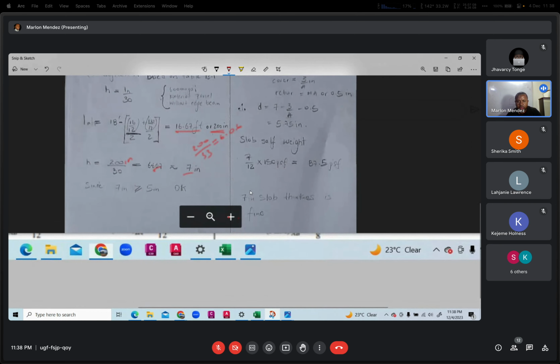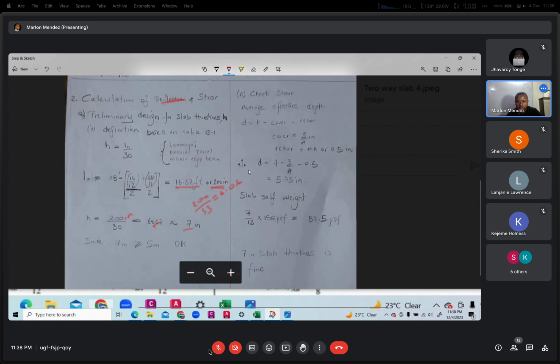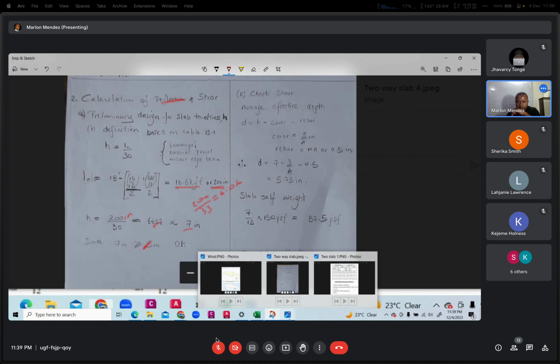So we move on. This is doing a shear check. I don't think I need to get into the shear. Another important piece of information is that whatever the deflection of the slab is, it has to be greater than 5. So if you get something less than 5, then you have to use 5, basically.